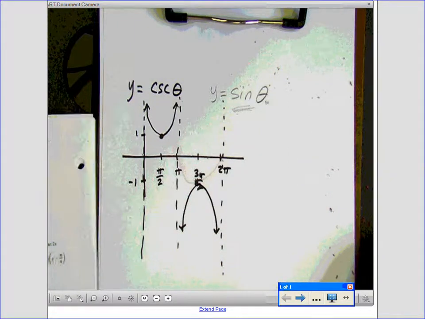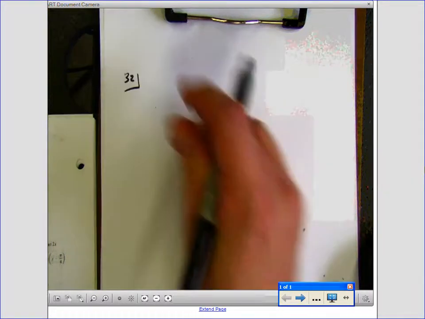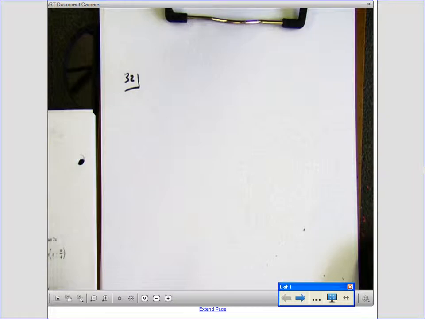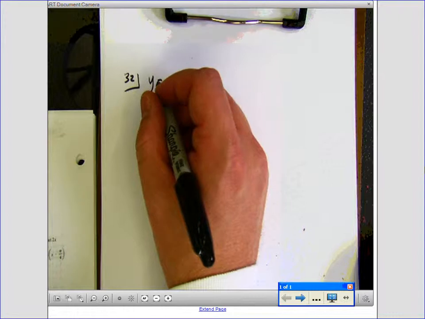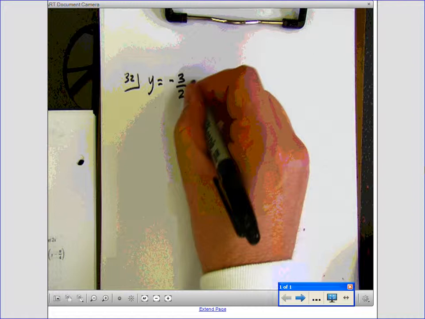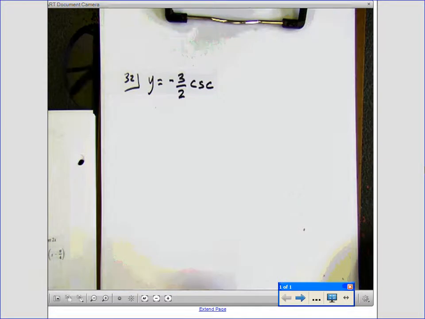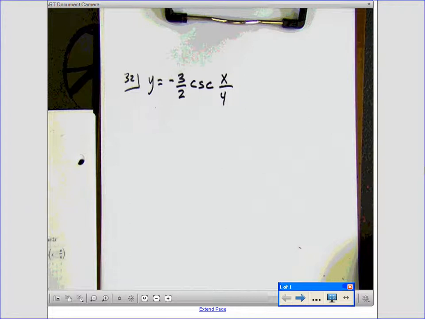I'm going to do this one here. You have on the back of the worksheet graphing secant and cosecant problems. And I'm actually going to do some even ones off of that. You don't really have to look there, but this is just where I'm getting my examples. All right. So on number 32, it has you graphing y equals -3/2 times cosecant of x over 4. So it's nice and loaded with fractions.